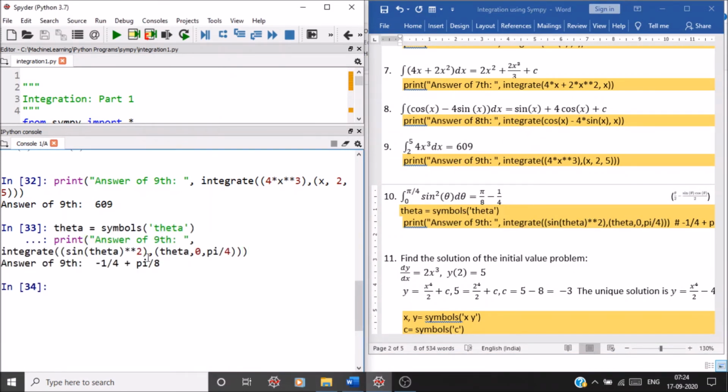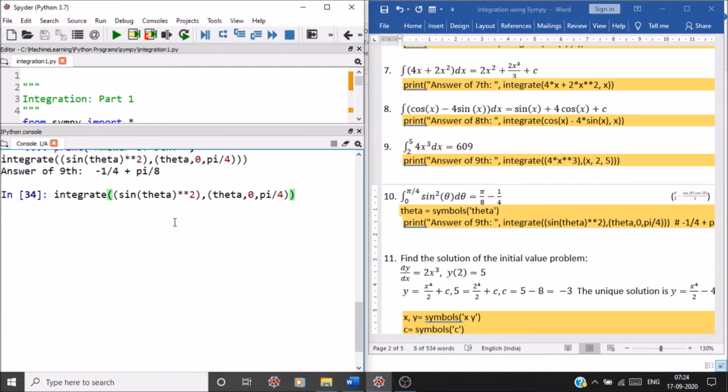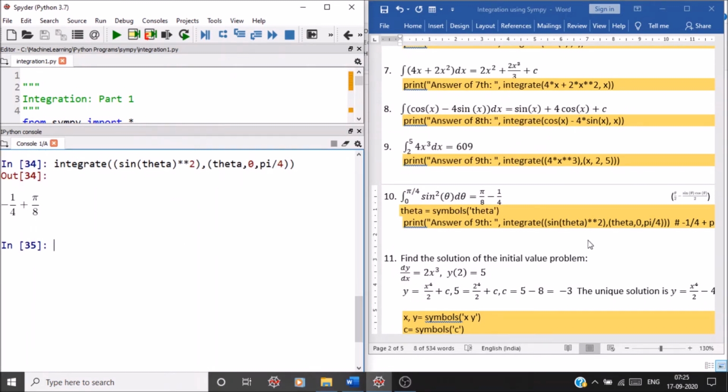So the result is 1 by 4 minus 1 by 4 plus 5 by 8. If you execute only this particular part, then the answer is minus 1 by 4 plus 5 by 8. Clear? That is the answer.